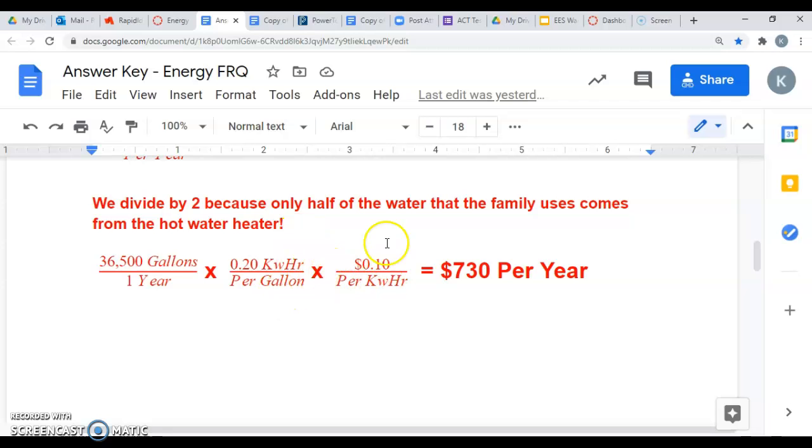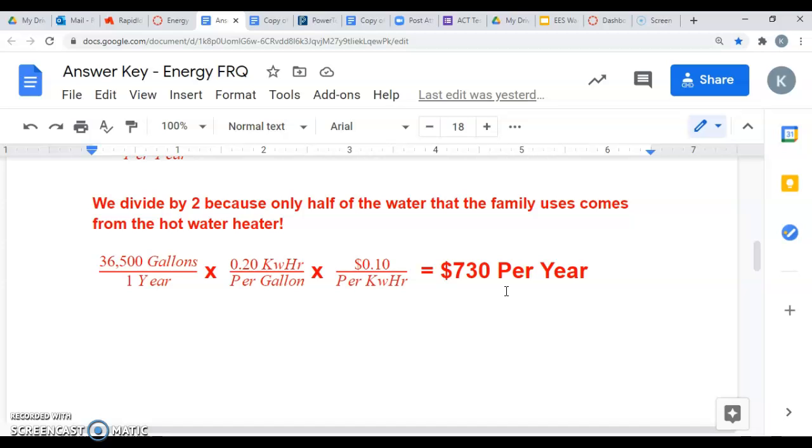But we want the cost per year. So we know, based on what the problem gave us, that the cost per kilowatt hour is 10 cents. Here we're going to say 10 cents in our numerator per kilowatt hour in our denominator, and our kilowatt hour will cancel out. So what we're going to be left with is the monetary value per year. If we do this multiplication, 36,500 times 0.20 times 0.10, that will give us $730 per year. So the cost of running those showers for a household of 4 is $730 per year.